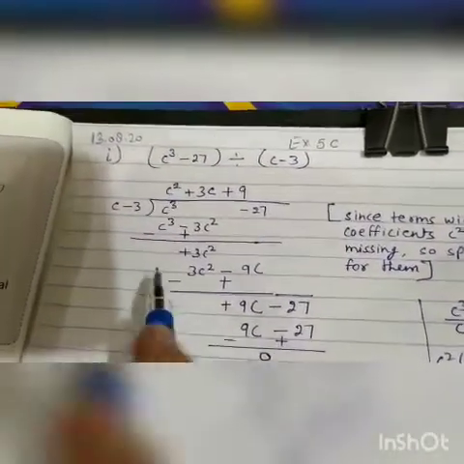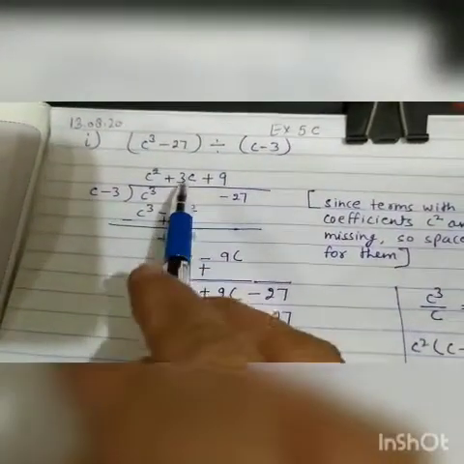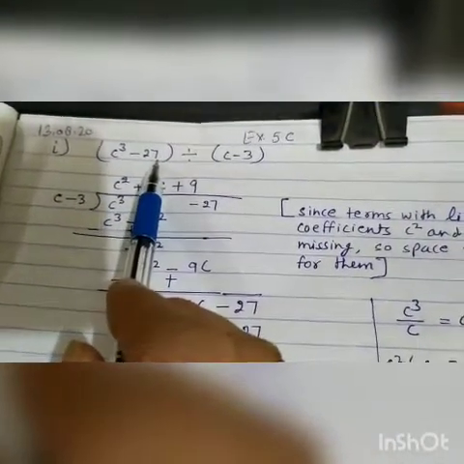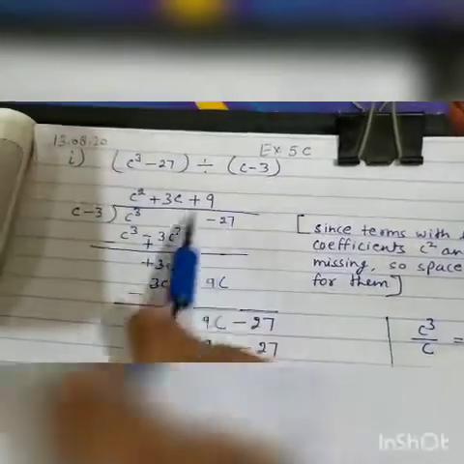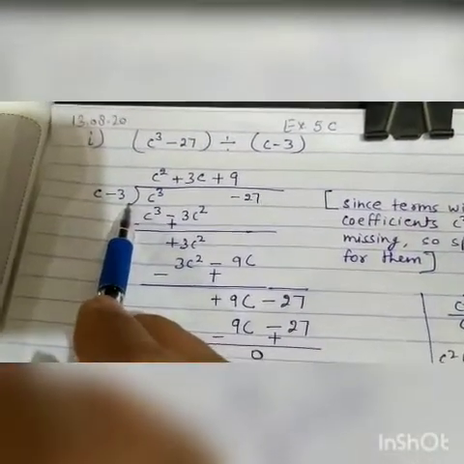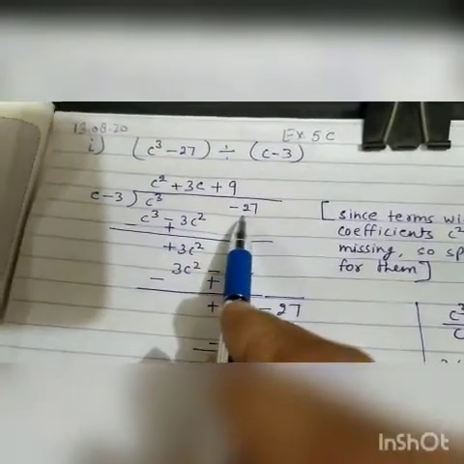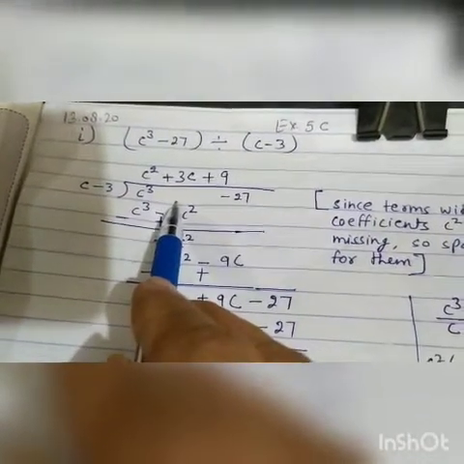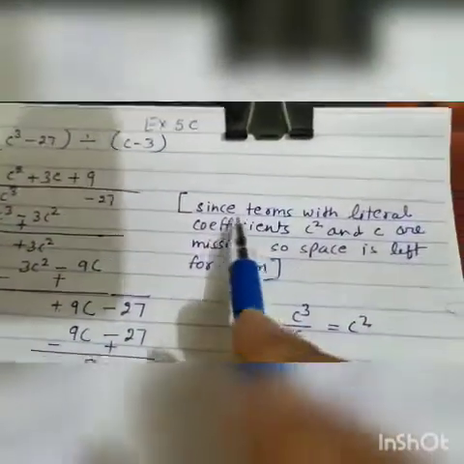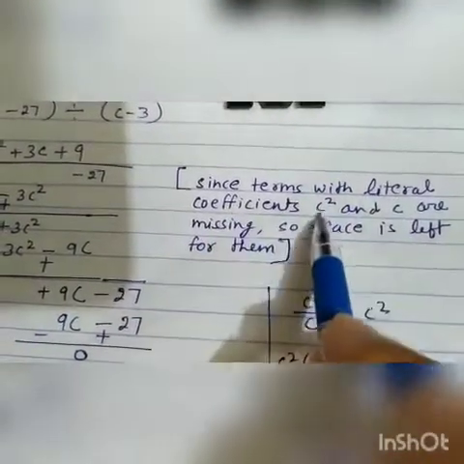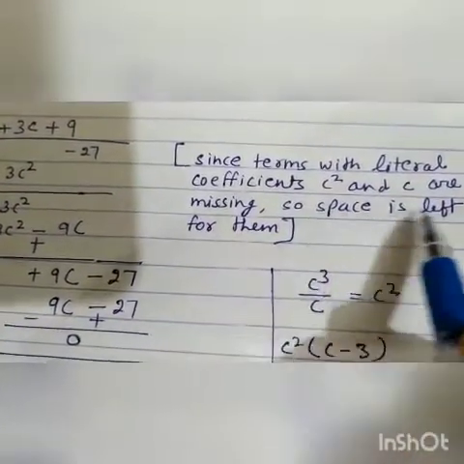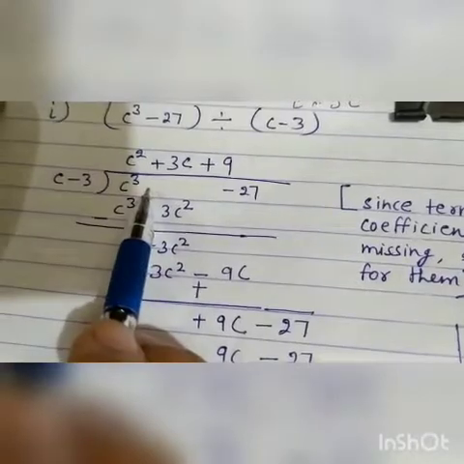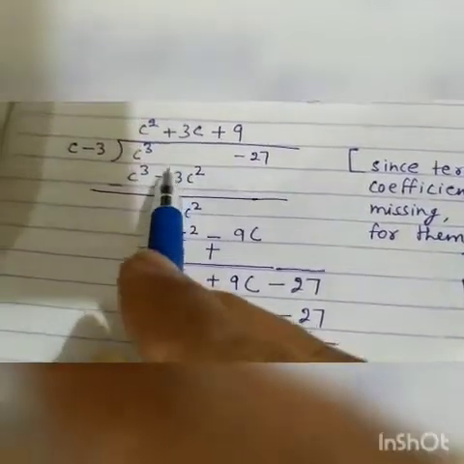Now next one. This is same as I showed you in the example. We have to divide c cube minus 27 by c minus 3. So we will write c minus 3 as divisor and c cube minus 27 as dividend. See here, after c cube there is no term with c square and there is no term with c. Since terms with c square and c are missing, place is left for them. We have left 2 places here. Now follow the same pattern.